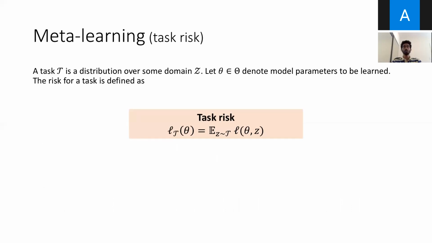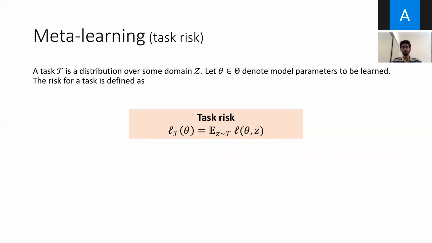Okay, so we first define a task in meta learning, and that's defined as a distribution over some domain Z. And let big theta be a class of model parameters that one wishes to learn. So for example, you can think of theta as the parameters of a neural network, the weights of a neural network. And we define the risk for certain parameters theta on the task T to be the usual notion of average loss on a point Z that's sampled from this distribution T.